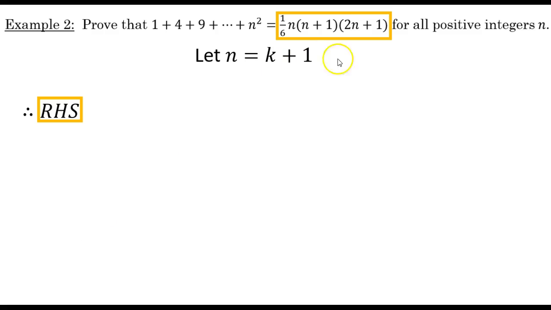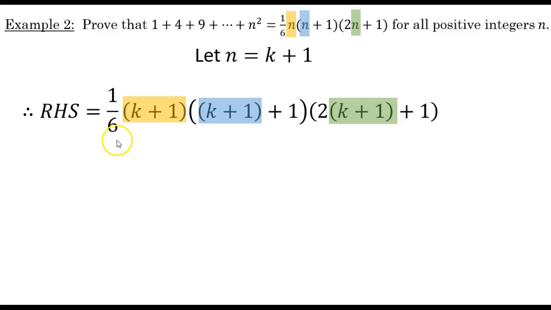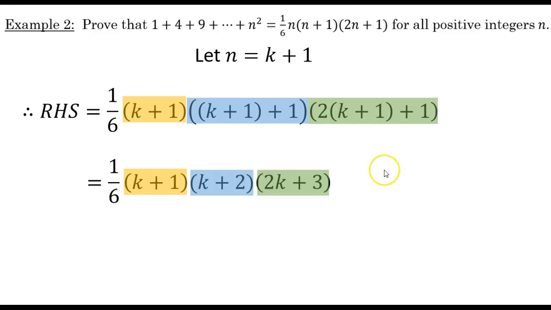So, n equals k plus 1, I'm going to look at the right-hand side first. It equals 1/6 of n, which is k plus 1, multiplied by n plus 1, or k plus 1 plus 1, or k plus 2, multiplied by 2n plus 1, so 2 lots of k plus 1, plus 1. So my right-hand side is 1/6 (k plus 1)(k plus 2)(2k plus 3).